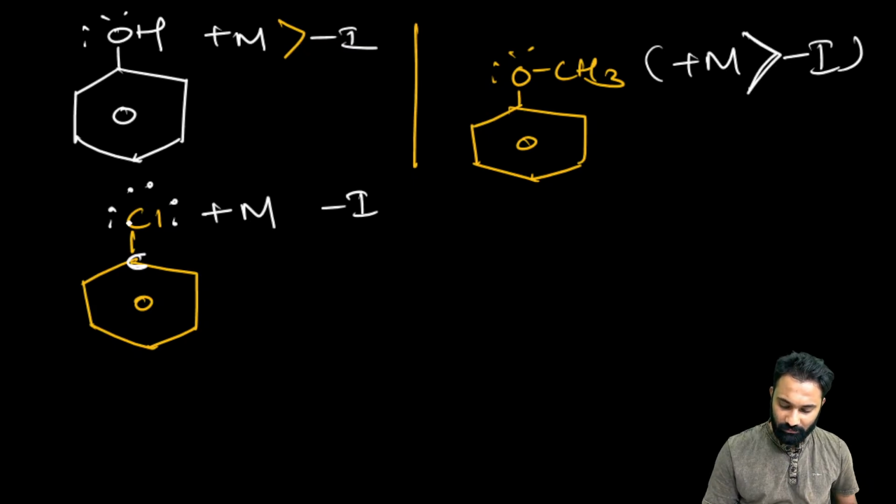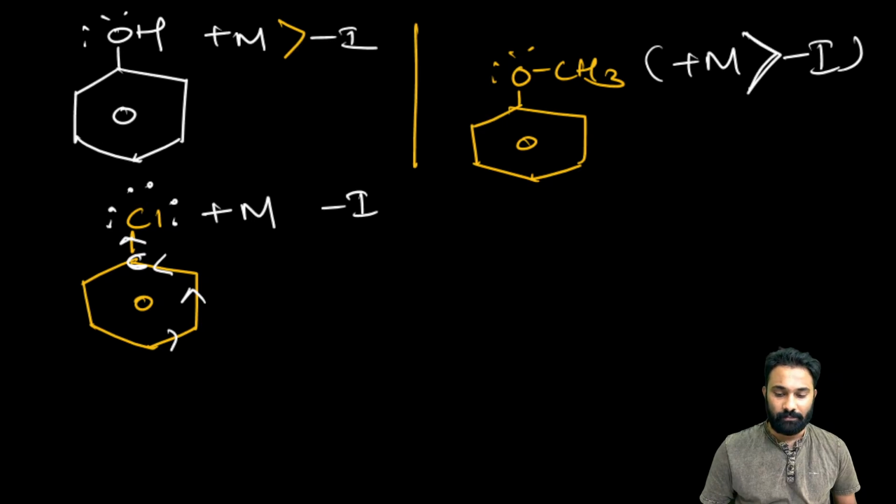If chlorine, a lone pair containing species, is attached to the benzene, it will show the plus M effect, and due to the sigma bond pair of electrons pulling towards itself, it will show minus I. Other than plus M and minus I, which effect is more dominating for this chlorine?